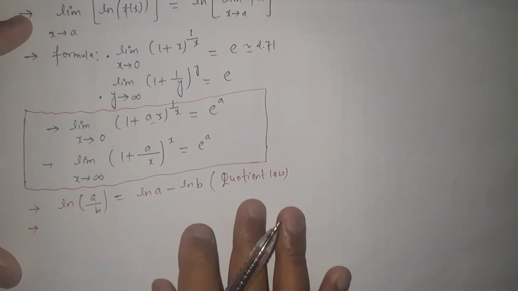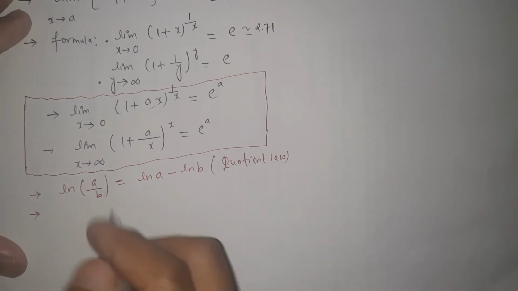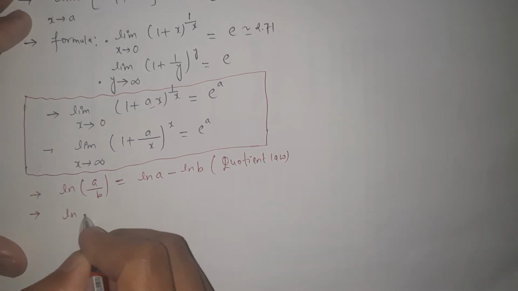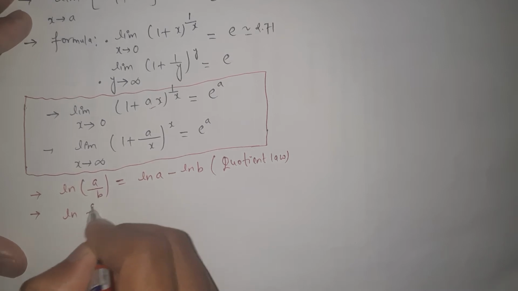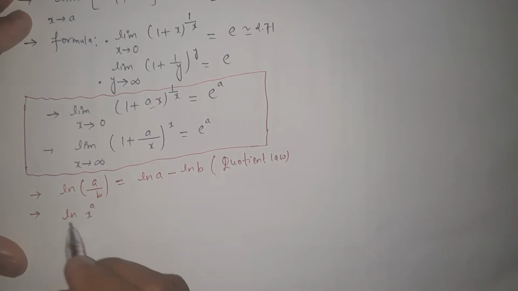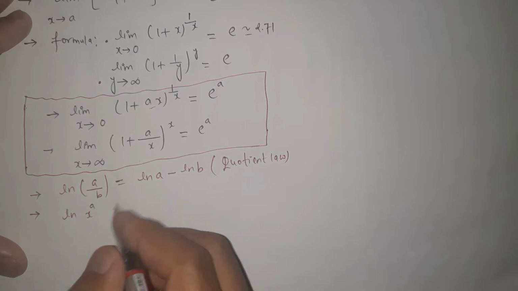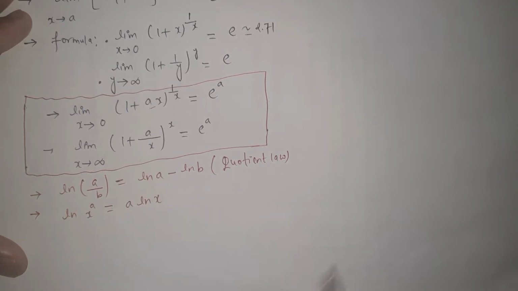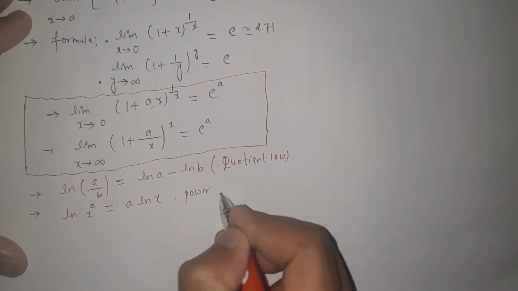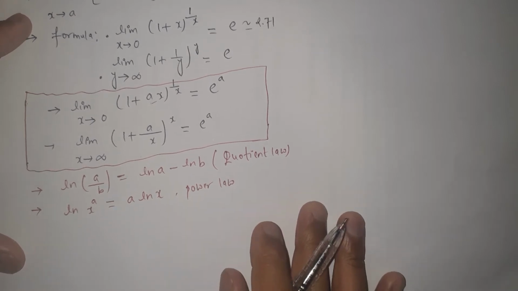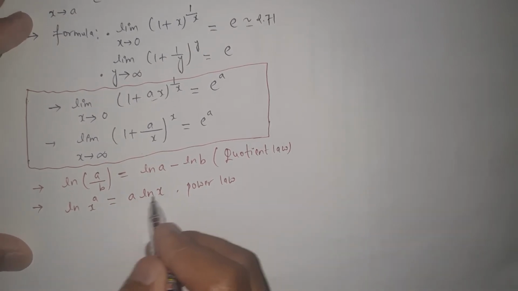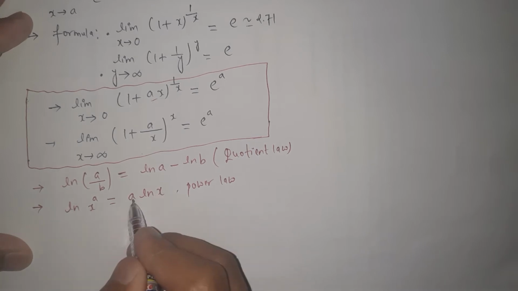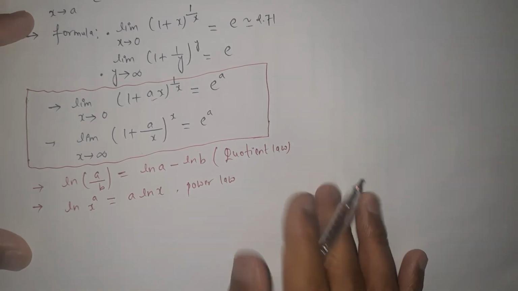Similarly, we have the next property on the power law. ln of x to the power a. Here I take the natural logarithm ln of x to the power a. This is the same as a times ln of x. This is the power law. If we have a times ln of x, then we can put this a on the power of the variable, on the power of the argument.